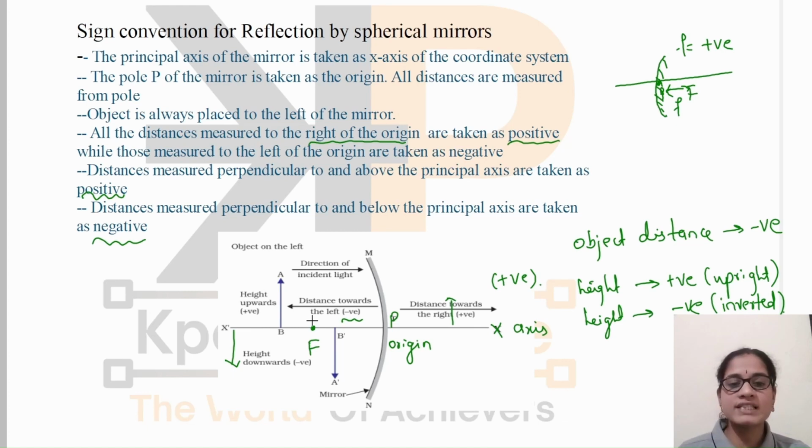The height of the object will be taken as positive because it will always be above the principal axis. Whereas the height of the image may be positive or negative. It depends on what kind of image is formed, whether it is erect or inverted. This is about the sign convention for reflection by spherical mirrors. If you understand this sign convention, it will be very easy for you to solve the numericals.